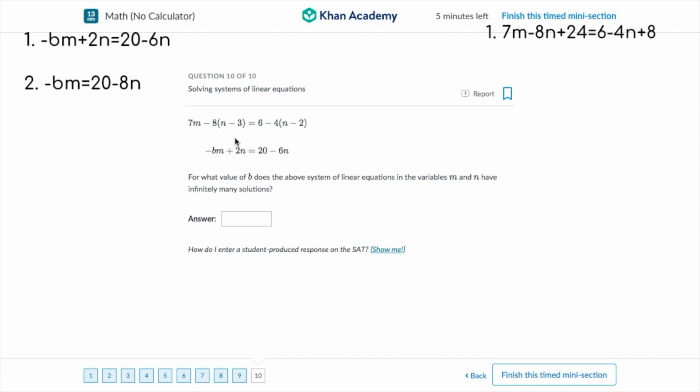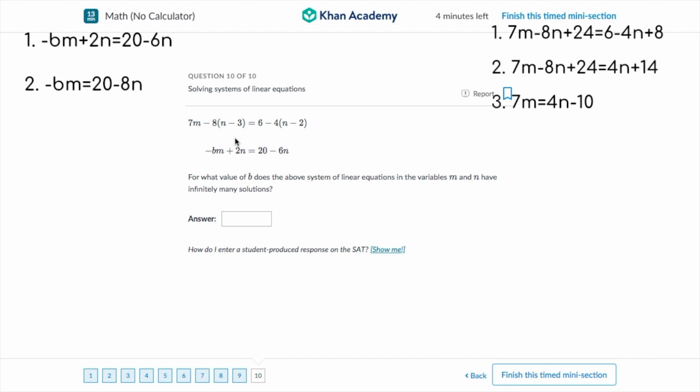We have 7m, and let's expand stuff as we write it, is equal to negative 20, we have 8n, so we're going to do 8 minus 8n plus 24, since the negatives make it a positive, and that's equal to 6 minus 4n plus 8. So now we have 7m minus 8n plus 24 is equal to 6 minus 4n plus 8. Well, we can simplify that further. Now we have 7m minus 8n plus 24 is equal to negative 4n plus 14.